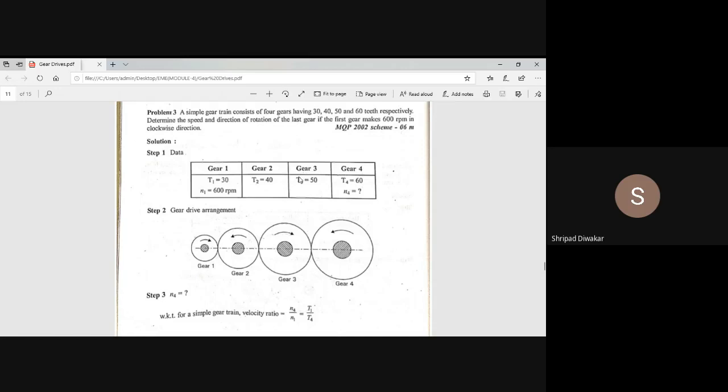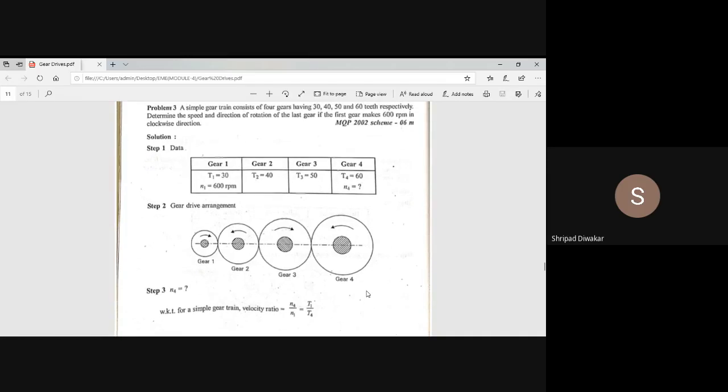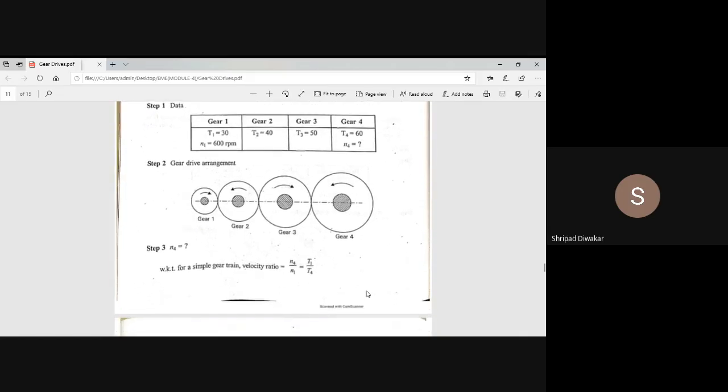Next, what is given, and what we have to find out: determine the speed and direction of the last gear. The direction is anti-clockwise, but how to find out the speed? For that you have to apply the velocity ratio equation. The velocity ratio is the speed of the last gear divided by the speed of the first gear, equals T1 by T4, because the speed ratio is inversely proportional to the number of teeth, that is N4 by N1 equals T1 divided by T4.